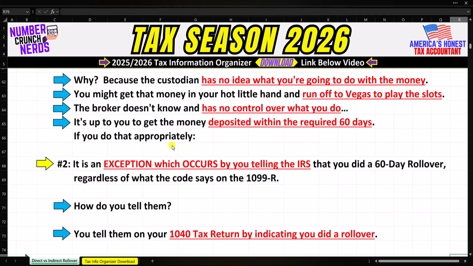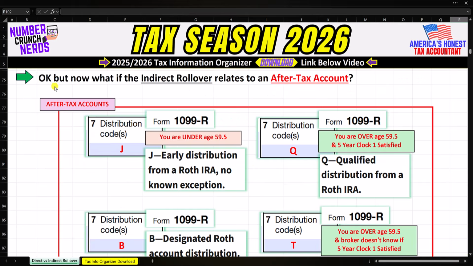And if you do that appropriately, then number 2, the indirect rollover is an exception which occurs by you telling the IRS that you did a 60-day rollover regardless of what the code says on the 1099-R. And of course, how do you tell them that you did the 60-day rollover? You tell them on your 1040 tax return by indicating that you did a rollover. Okay, but now what if the indirect rollover relates to an after-tax account?